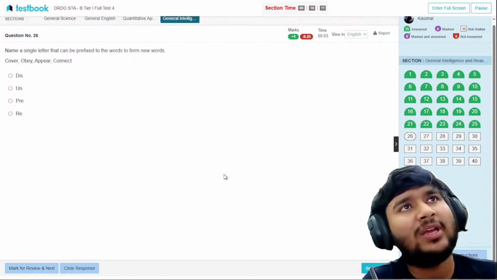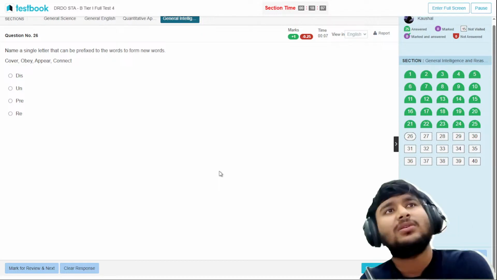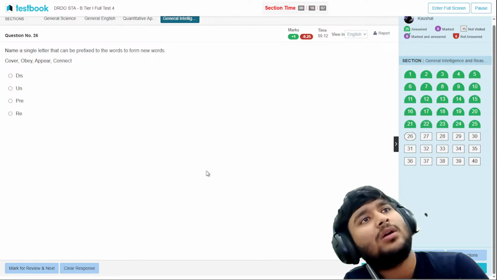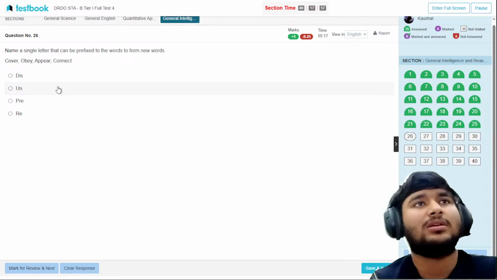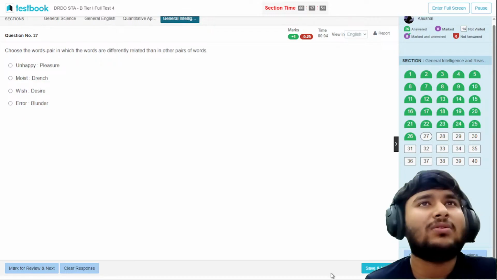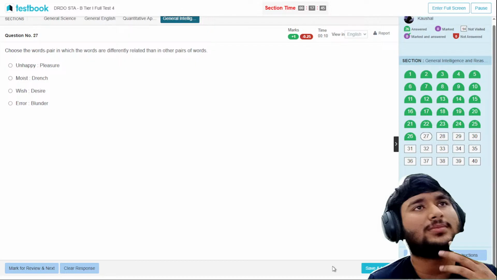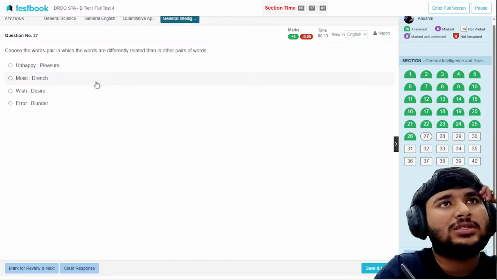Over, obey, appear, connect. Name a single letter that can be prefixed in the common words. Uncover, unobey, disobey होता है ना. Discover, disobey, disappear, disconnect. Connect the word pair in which the words are differently related than in other pairs of words. एरर ब्लंडर होता है, विच डिजायर होती है, मॉइस्ट, ट्रेंच्ड, अनहैप्पी, प्लेजर.